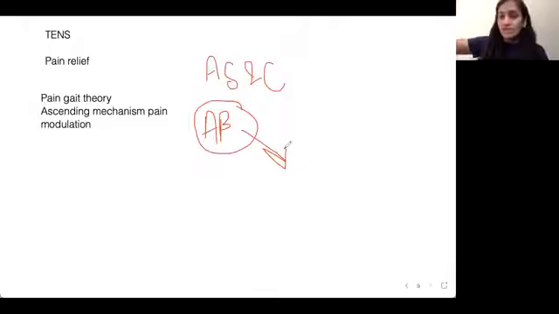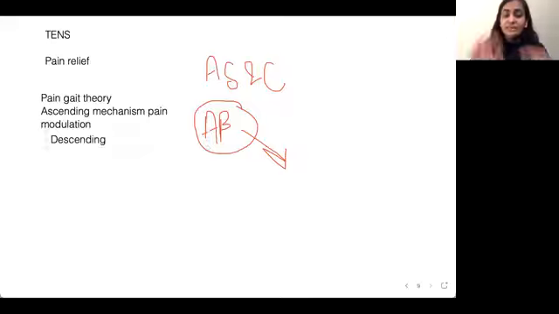Can the trucks block the way for a very long time? No, eventually they have to give way, right? Same way, if something is working with the help of the pain gate theory, it cannot really block the pain for a very long time. That is why those pain relief effects are going to be a little bit temporary. Right? Good. Now, the second mechanism that we have is a descending mechanism.